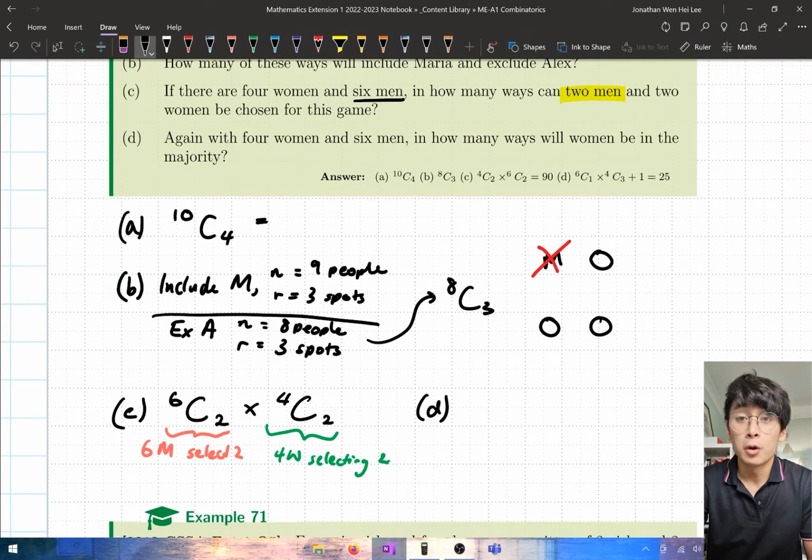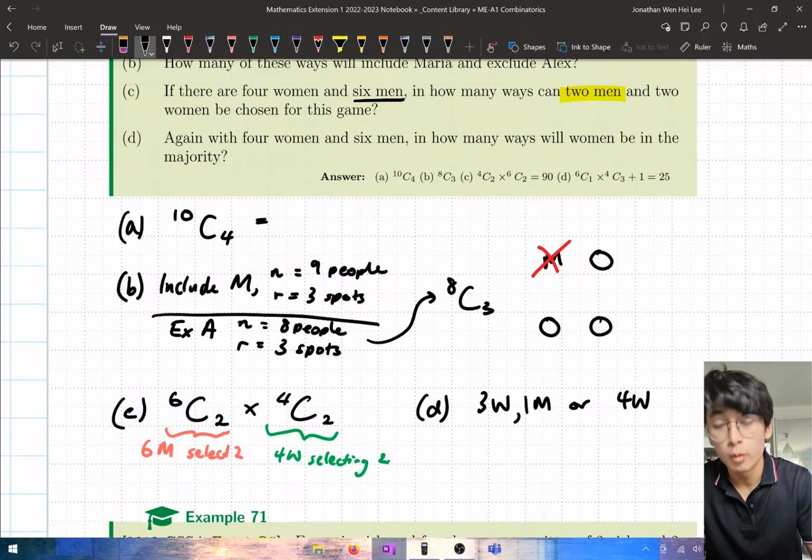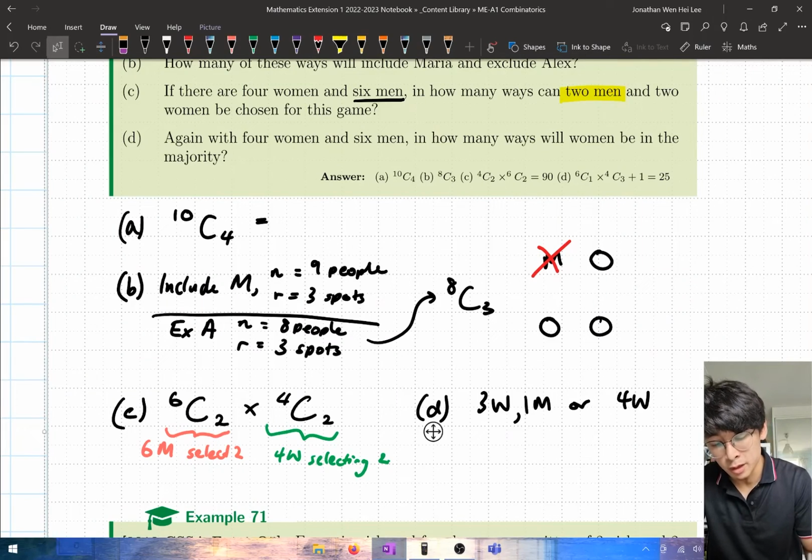If there's 4 people on the court, the only ways for women to have a majority is if we have 3 women and 1 man, or all 4 women on the court. So how many ways can we do this? Let's deal with the first case: 3 women and 1 man.